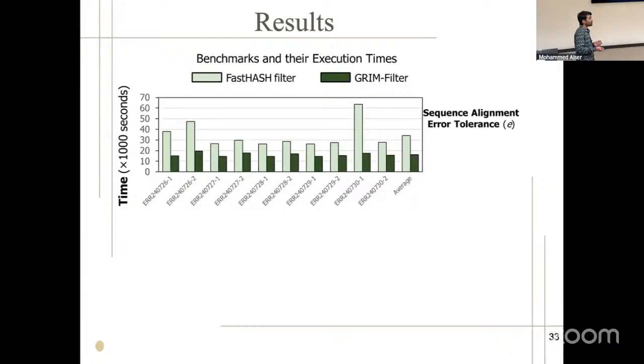Next, another important thing is the performance of the filter. It is also done for all the 10 types of data sets. If we compare with the FastHASH filter, we are getting better performance. We are performing all this in lower time.